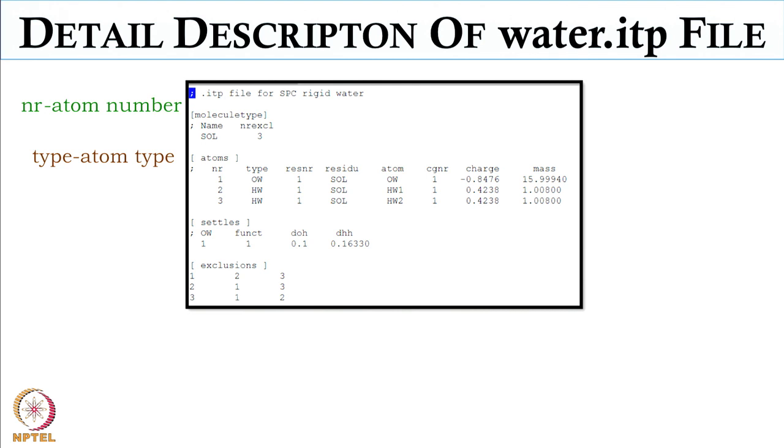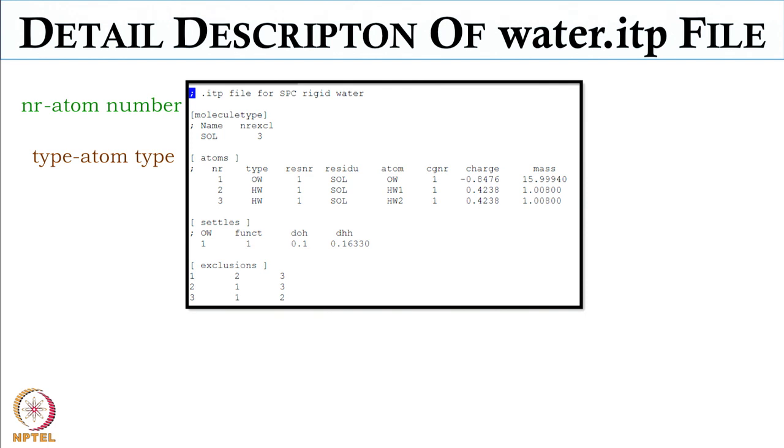Now what will happen if there is a mixture instead of a single molecule? There will be 2 ITP files or only 1? There will be 2 ITP files for 2 molecules. Suppose there is a water methanol mixture, you will have an ITP file for water and a separate ITP file for methanol. In this case, both will be solvents, but NREXCL will be different for the 2.